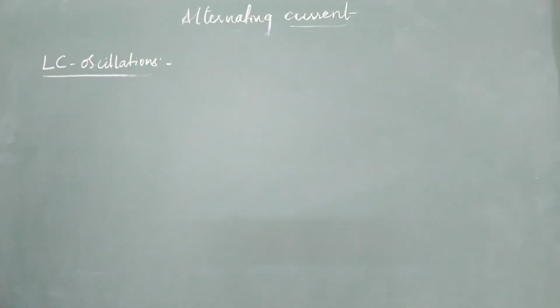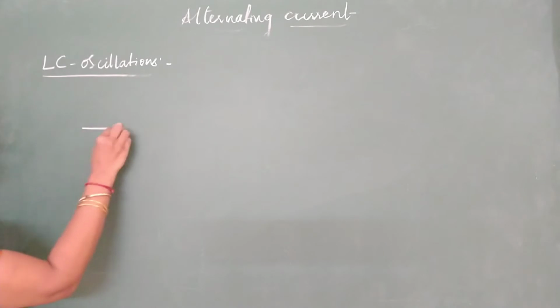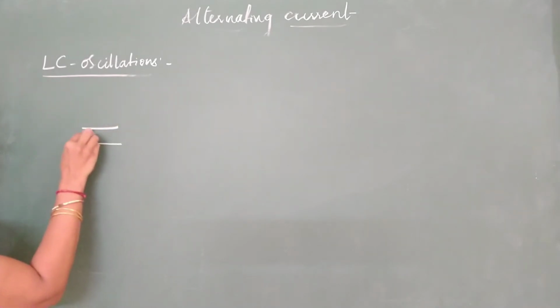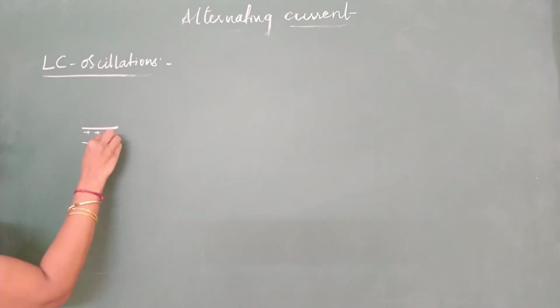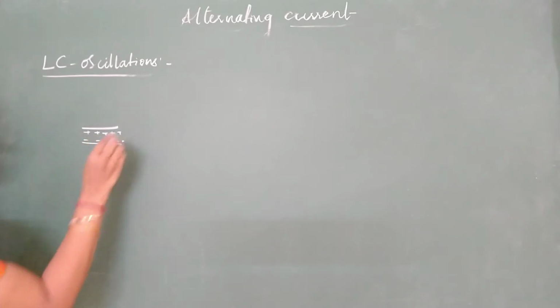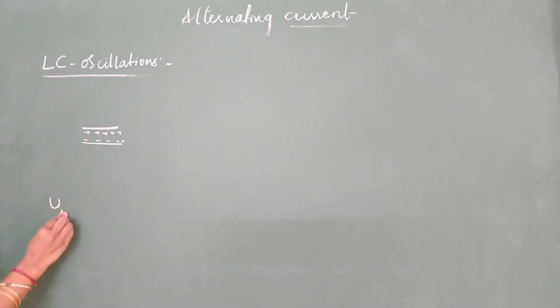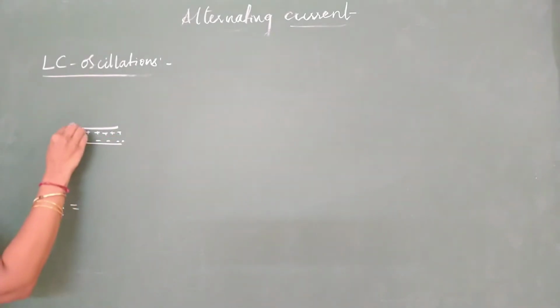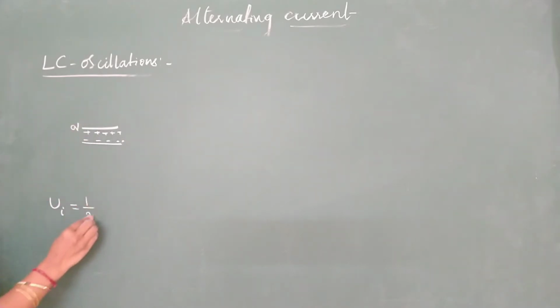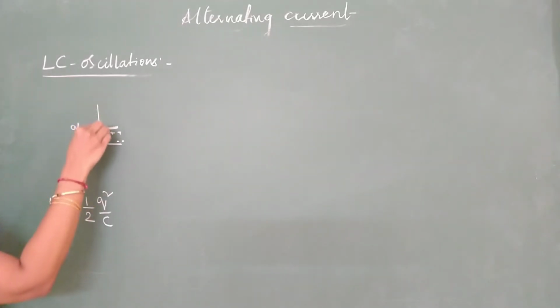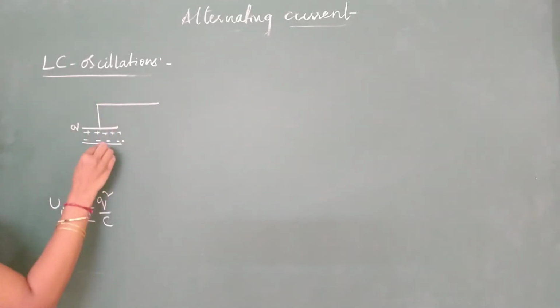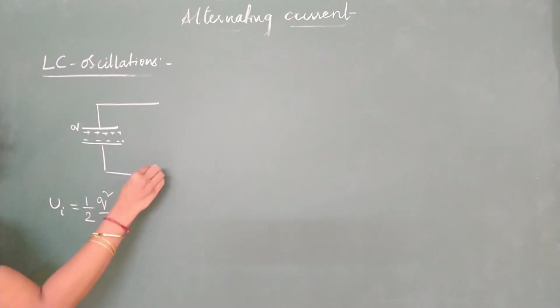Okay, so to begin with, let us take one capacitor which is fully charged, a charged capacitor. So what is the initial amount of charge on the capacitor? If charge on capacitor is Q, I will write its energy as half Q square divided by C. So this capacitor, we are going to connect it to an inductor.